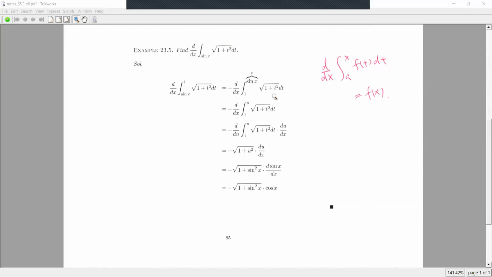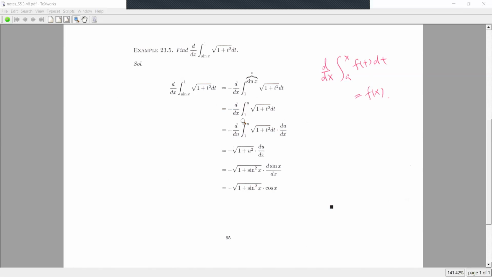For this derivative, I still cannot apply this formula. In this formula, the upper limit should be just x, but now it is psi of x. Now let me simplify the upper limit. Denote the upper limit by a temporary variable u, then this integral becomes this integral. Now the upper limit is u, but here is x, different. To make them the same variable, I insert du in the denominator here. To cancel this du, I put a du here on the numerator. Then move dx here. Again, this step is the chain rule.